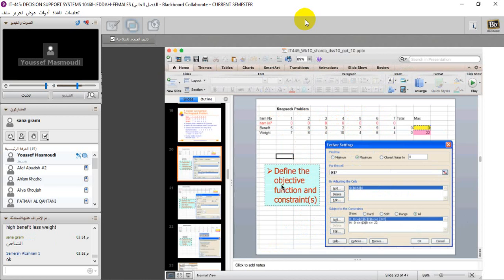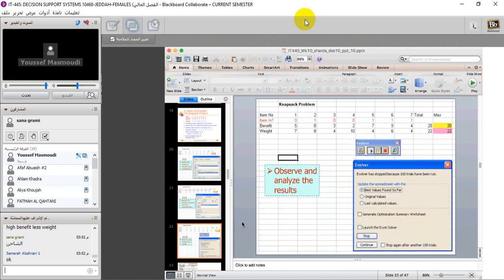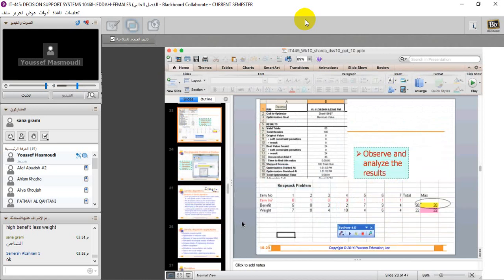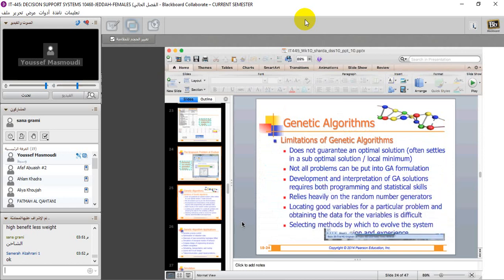This example is used in Excel, so you may define the objective functions and constraints using Excel, and identify the decision variables and their characteristics. I will give you the opportunity to work on this example from your book, and you will have several slides using Excel to explain how we apply the genetic algorithm to the knapsack. Limitations of genetic algorithm. Okay, let's stop here today.